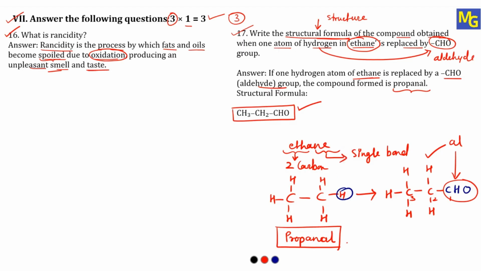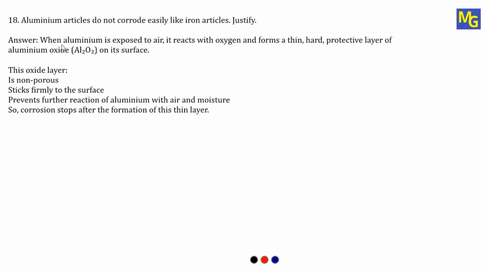Now we'll move to the next. Now the next is question number 18. Aluminium articles do not corrode easily like iron articles. Justify. So here you can see what do you mean by corrode. Corrode is nothing but the process called corrosion. Corrosion is nothing but a destruction of metal. It may be iron, it may be aluminum, it may be any metal. So destruction of metal due to the reaction with air or moisture, etc. That is called corrosion.